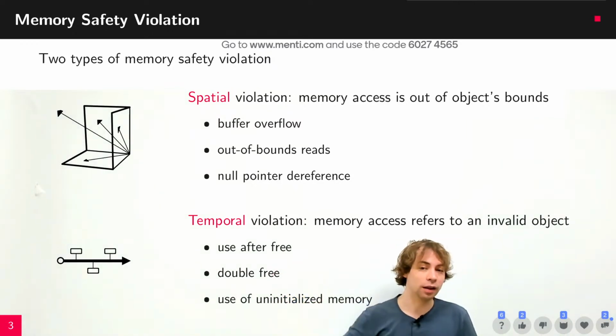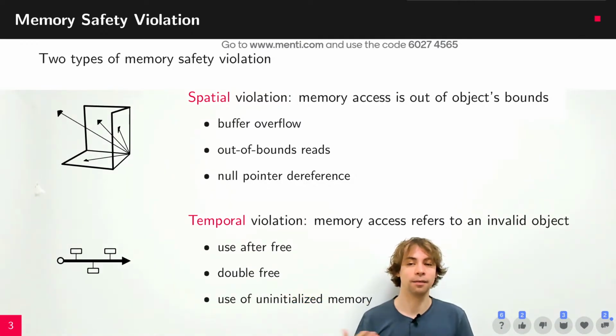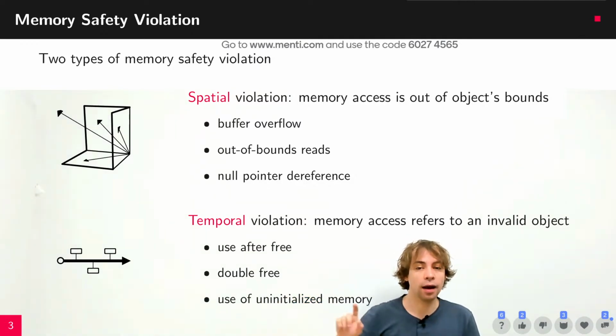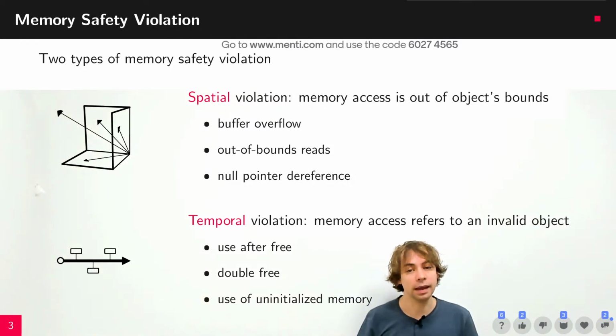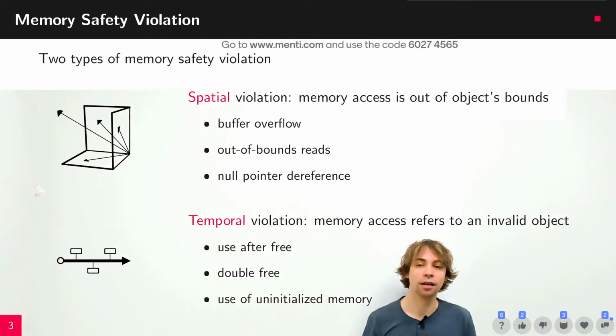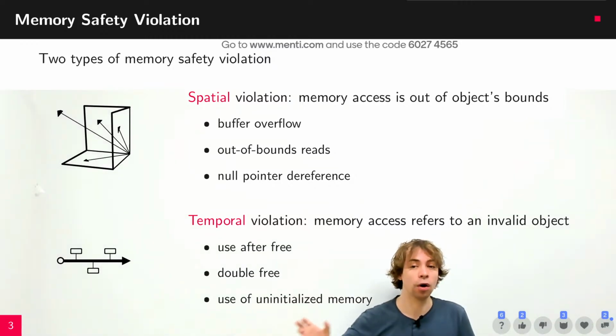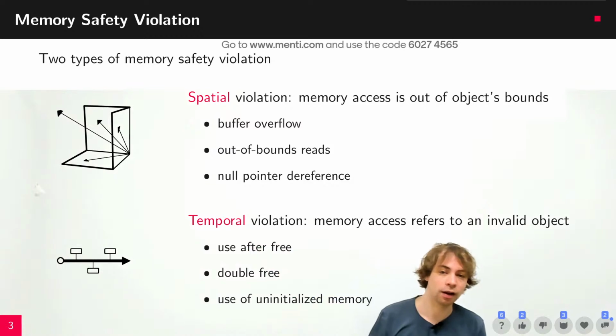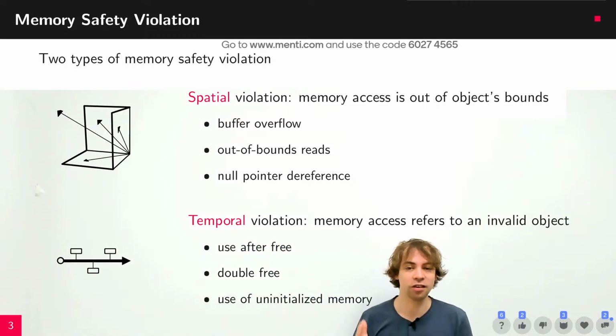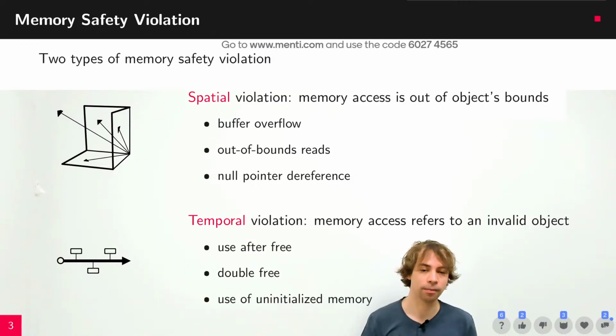A double free, also a temporal violation, because the free in general, freeing a malloc segment, would be totally fine, but freeing it twice is not fine. Use of uninitialized memory, if the memory would be initialized later on, it would be fine to access it. But you're accessing it too early, so that's a temporal violation. Temporal violation, it's just the wrong point in time where you try to access it.